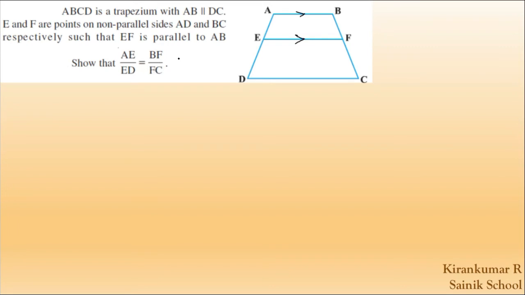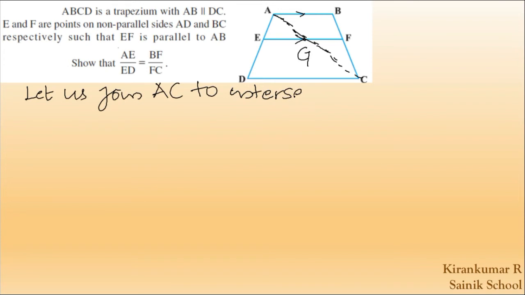Here, to prove this, let us make a small construction. Let me join A to C. Let the point of intersection where it cuts EF, we name it as G. So let me mention that. Let us join AC to intersect EF at G.